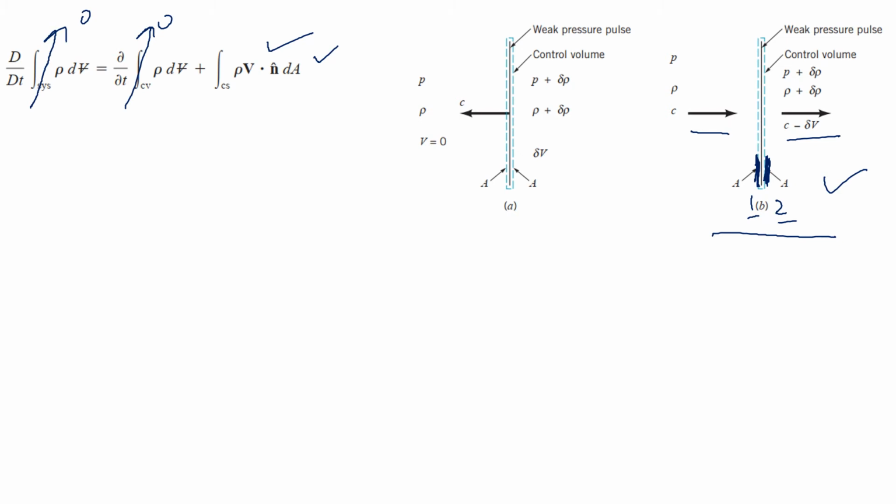And here for control surface 1, the density is rho, the speed of sound is C. So we are going to replace them with these values, and the area is A as already mentioned. Then for control surface 2, the density is rho plus del rho, and the velocity is C minus del V, and the area is A. So we are going to write an equation for that.